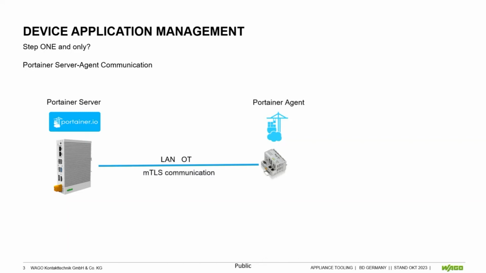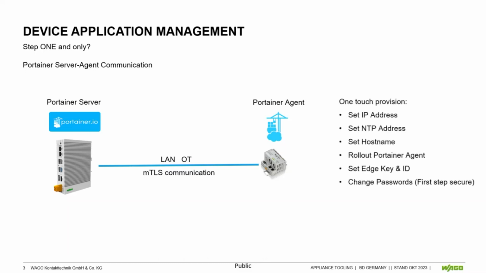The new Edge device receives an IP, an NTP address, the hostname is changed, and the Portainer agent is installed and started with the proper Edge key and ID so that it can communicate with the Portainer server. Lastly, the standard password of the device is changed to ensure that the device is initially secure.